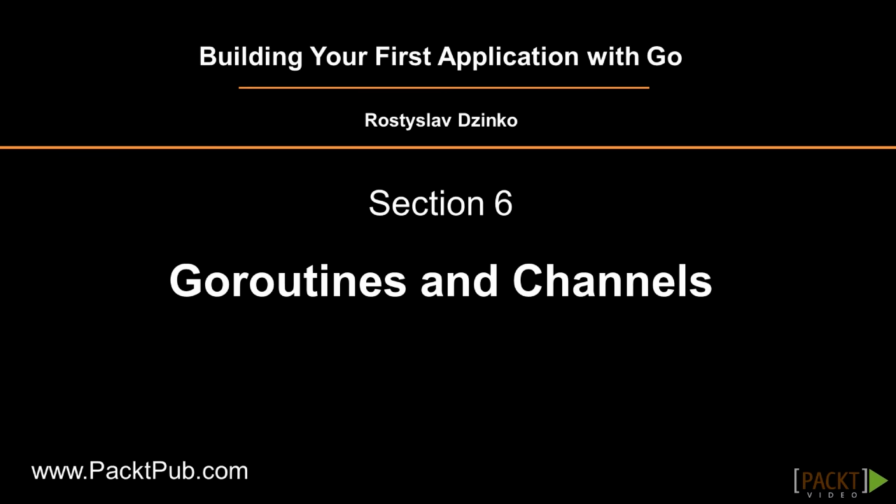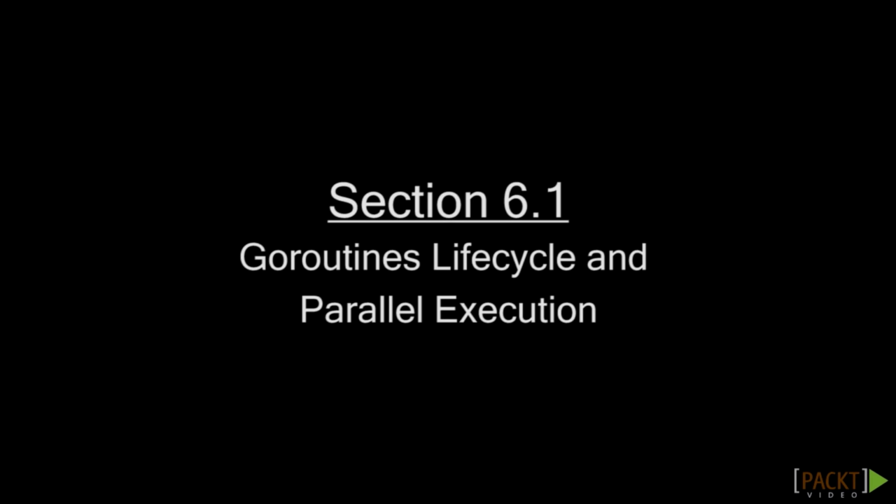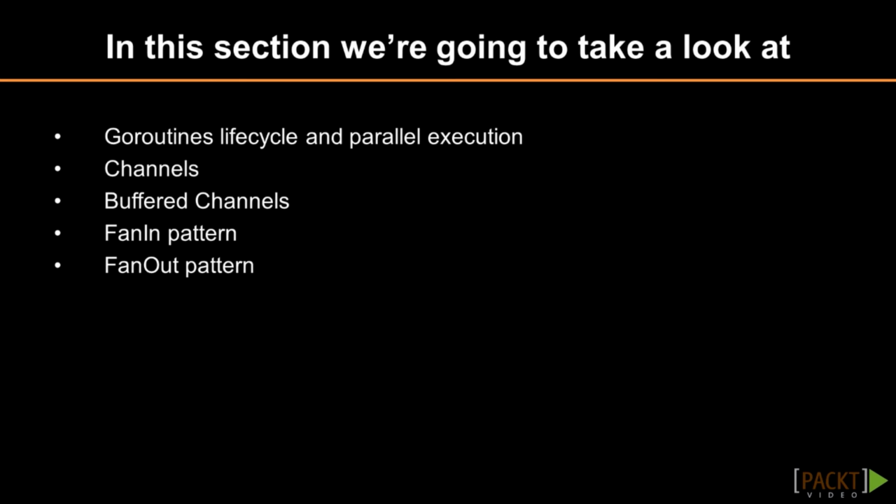Let me introduce you to the 6th section of the Building Your First Application with Go video course. The section will be devoted to one of the core features of the language called goroutines. So, a goroutine is one of the most important constructs of the Go language. When your application starts executing, one main goroutine is created, and in all examples we were doing before, we wrote code that was executed in an implicitly created main goroutine.